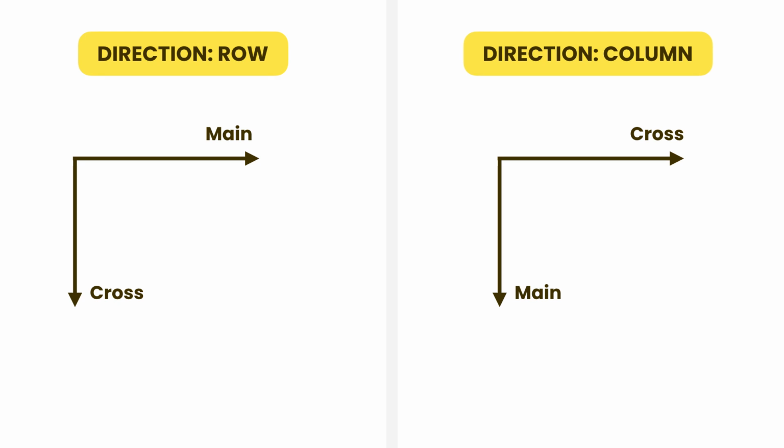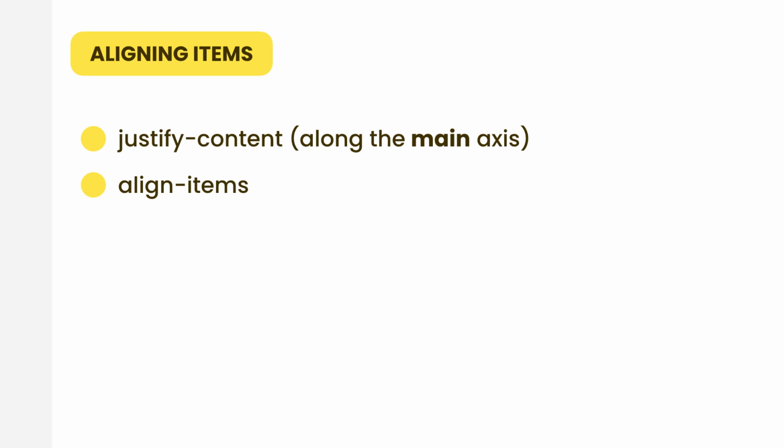Now, why does this matter? Well, using these axes, we can easily align items inside their container. Now, to align items, there are 2 properties you need to remember: justify-content and align-items. We use justify-content to align items along the main or the primary axis. And we use the align-items property to align items along the cross or the secondary axis.